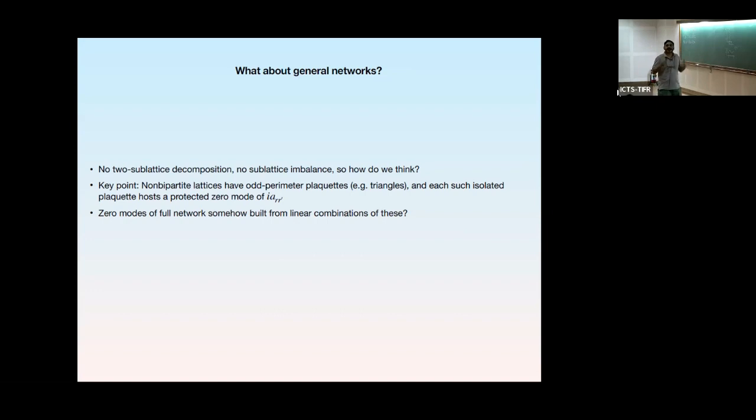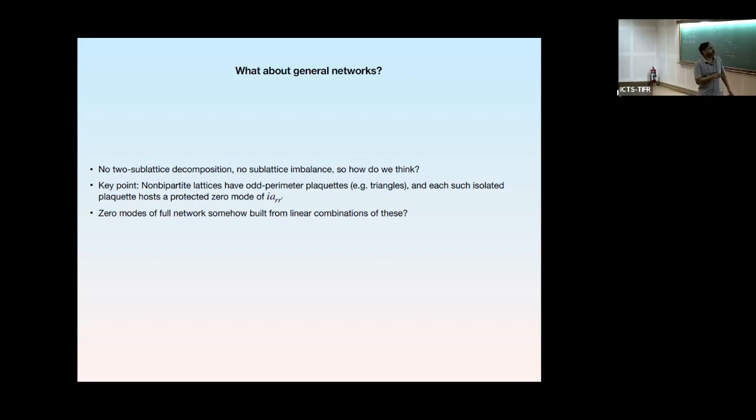Because first of all, the way I was thinking about these zero modes, these robust zero modes, goes out of the window. There's no two sublattice decomposition of the triangular lattice. There's no sense in which there is or is not local sublattice imbalance. So none of that makes any sense anymore, right? So where are these modes going to come from, if they exist even?